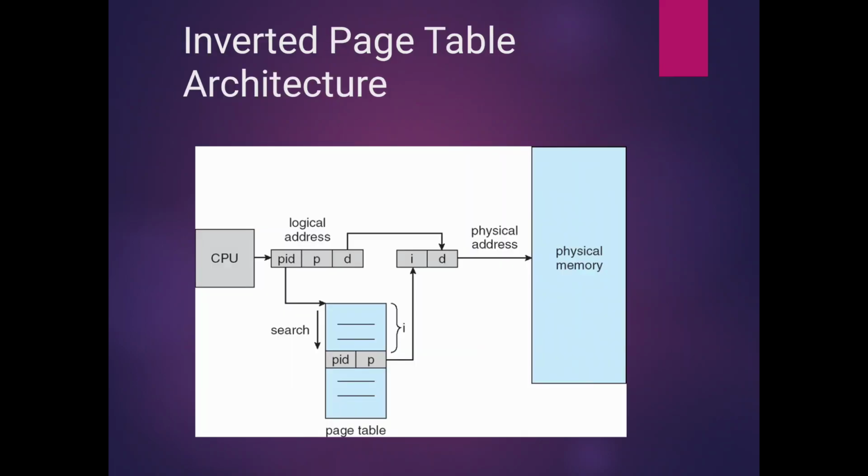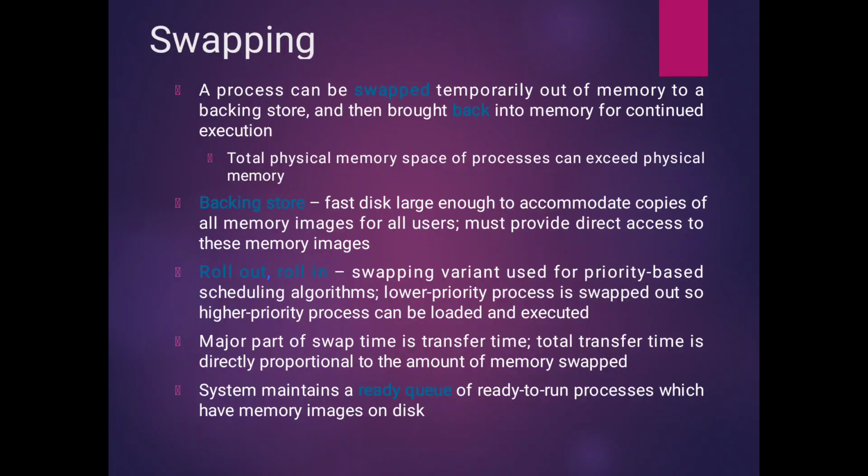So in this inverted page table architecture, the CPU-generated logical address has additional identification information, that is the PID and p. Both are generated from the page number. Then it is searched in the page table. From this we get the value of i, and the i and d are merged. Finally we get the physical address.